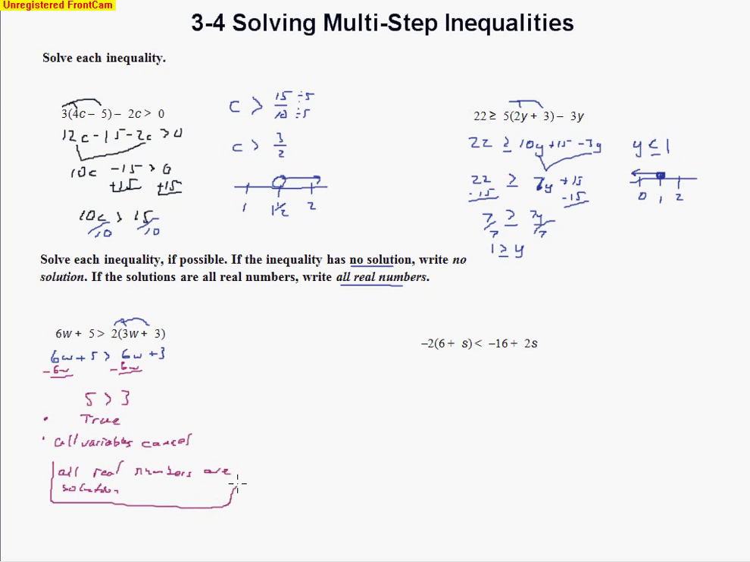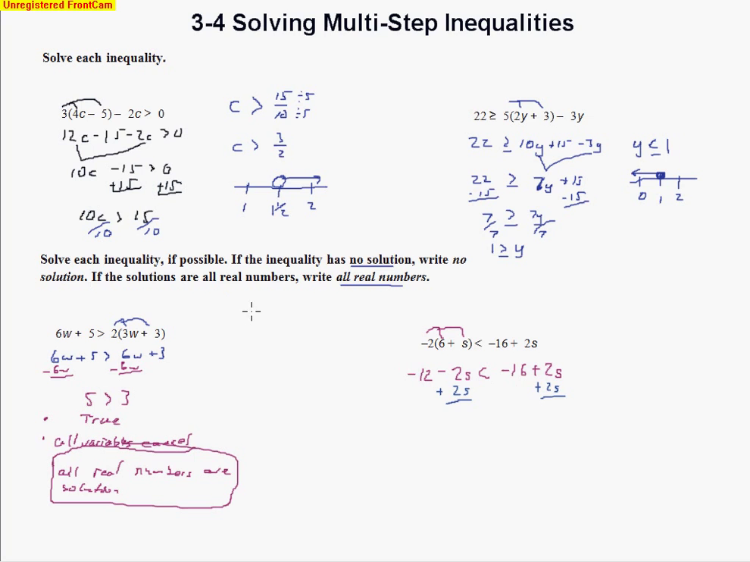Let's take a look at this other one, though. So the other one, we use the distributive property again. I'm left with -12 plus, and actually that's going to be a minus, so I'm going to change that right now, minus 2s is less than -16 plus 2s. And so I use the equality properties, moving the s's to one side. So I'm going to end up adding this 2s. And in this case, this is going to give us a one-number answer.